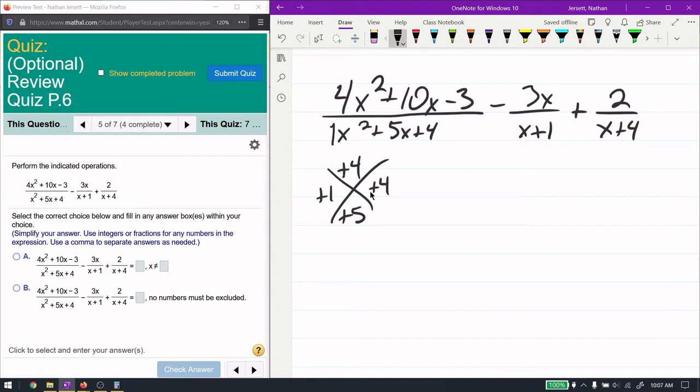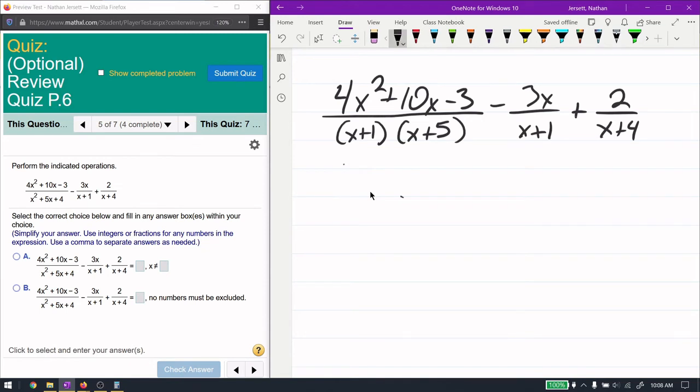Which means it can actually factor to x plus 1 and x plus 4. Once you have a factor, there's really no reason to go back to the original expression there. So just leave it like that. Now we can ask the question. This is 4, not 5.